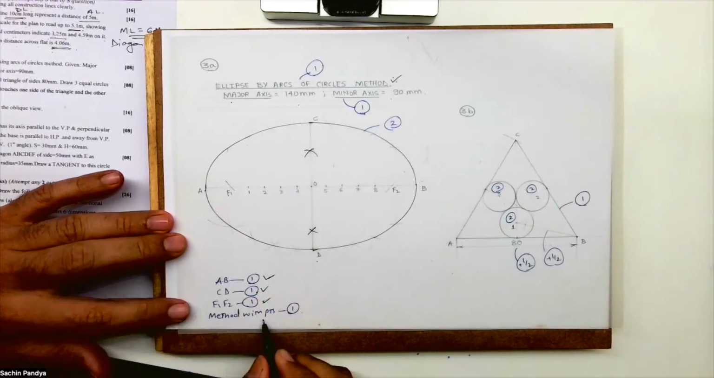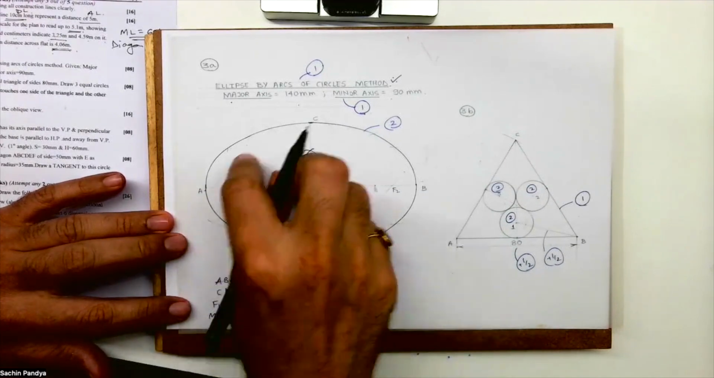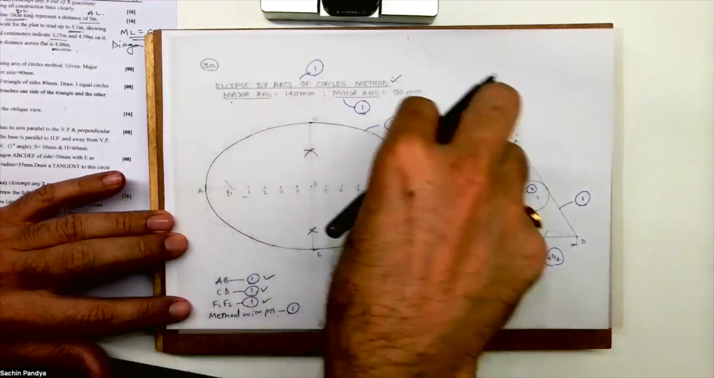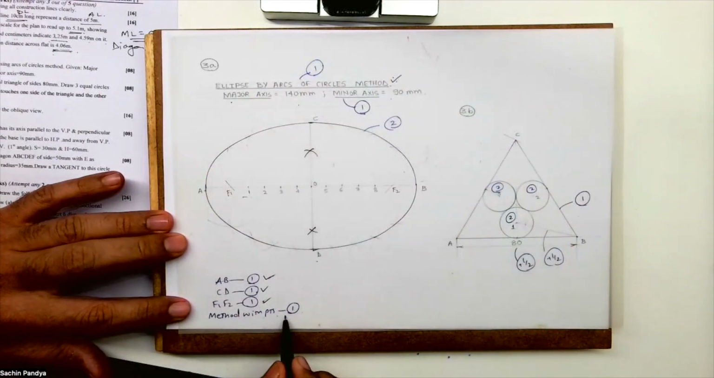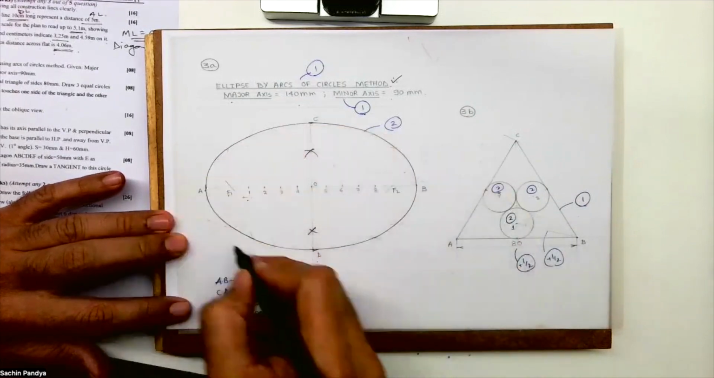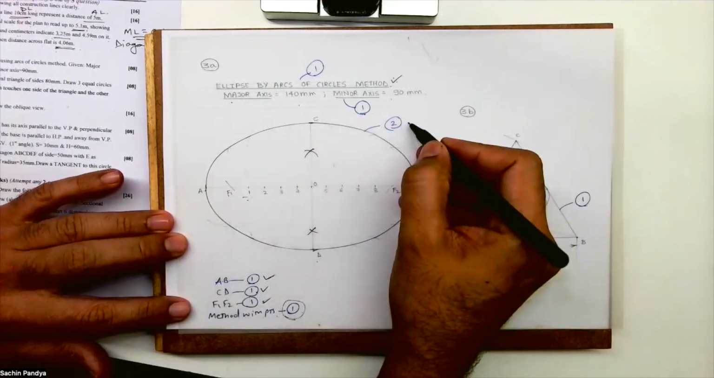And then method with points. You will mark all these 1, 2, 3, 4 points, and if you do this method, this is for 1 mark, showing the method, and this curve is for 2 marks. So total 8 marks.